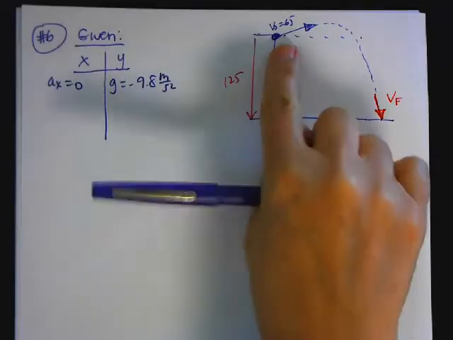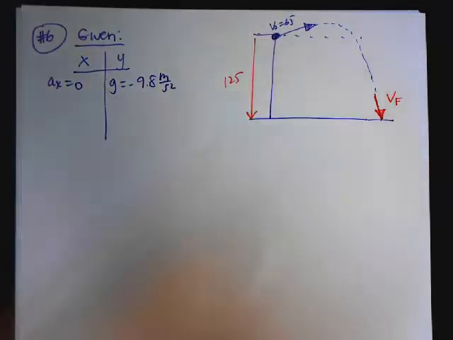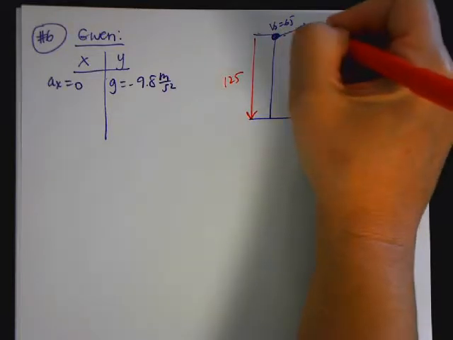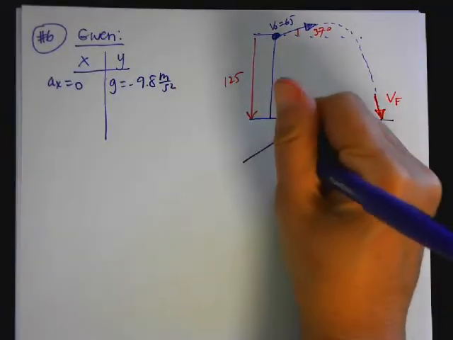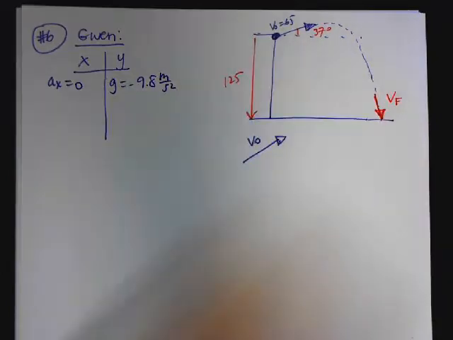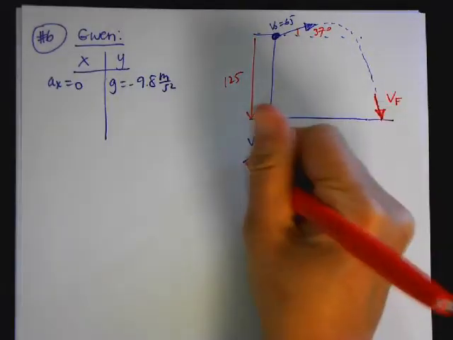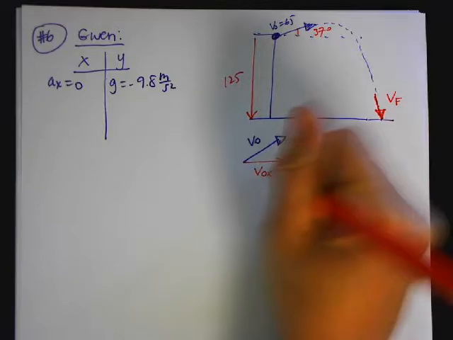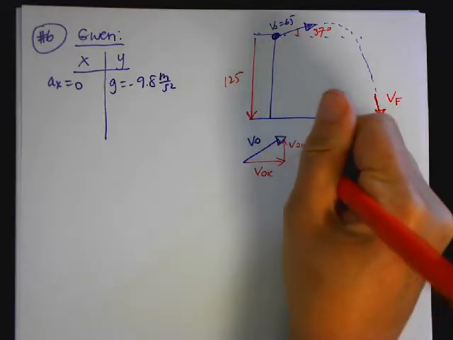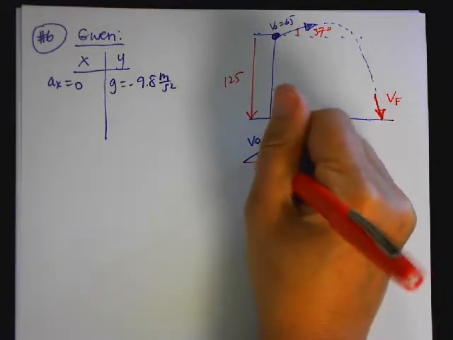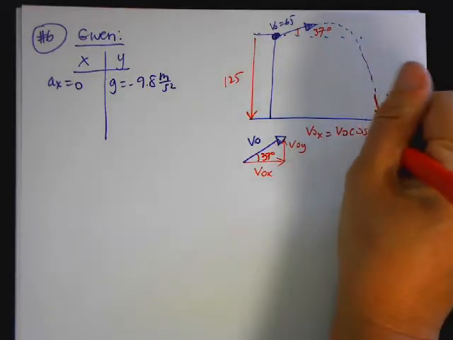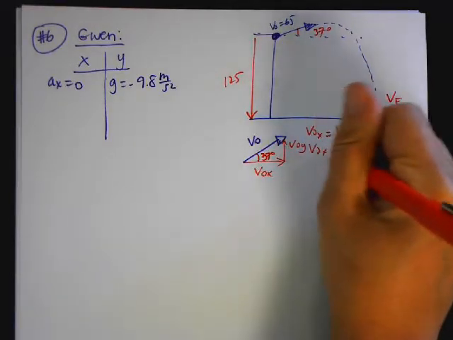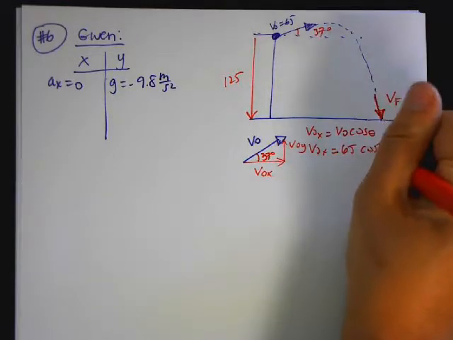Now, whenever I'm given an initial velocity like this at an angle, this is 37 degrees, the first thing I'm always going to do and put in my given is take that v naught and break it up into its horizontal and vertical components. So this is v naught x and this is v naught y. This angle here is 37 degrees. So v naught x is equal to v naught cosine theta, so v naught x is equal to 65 cosine 37.